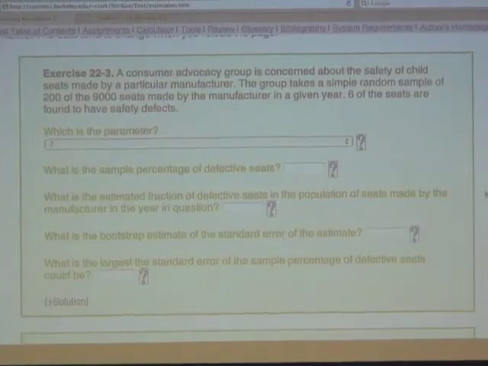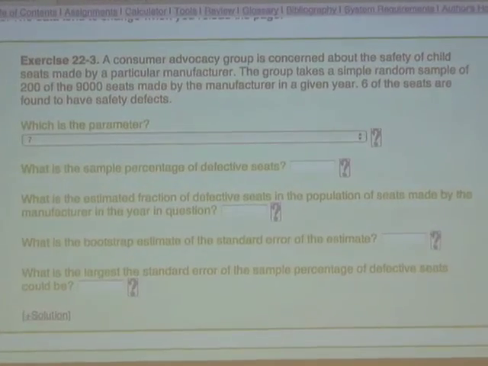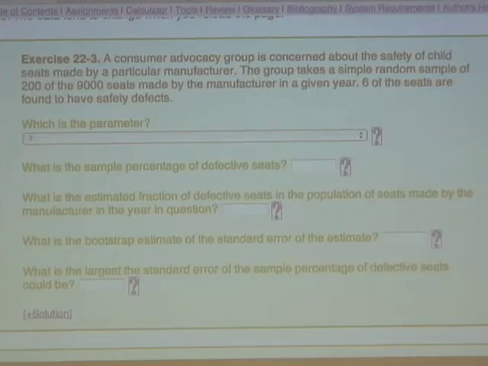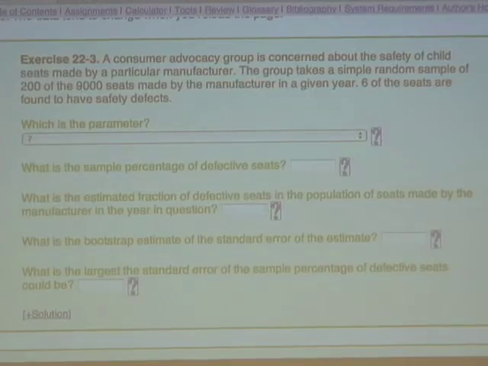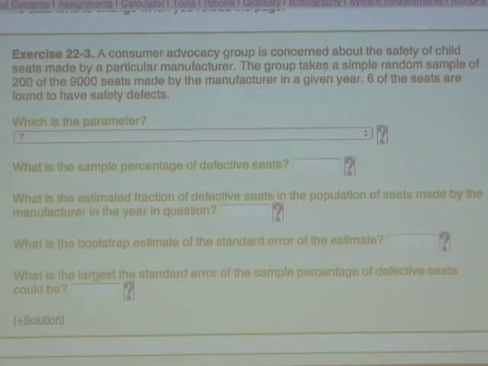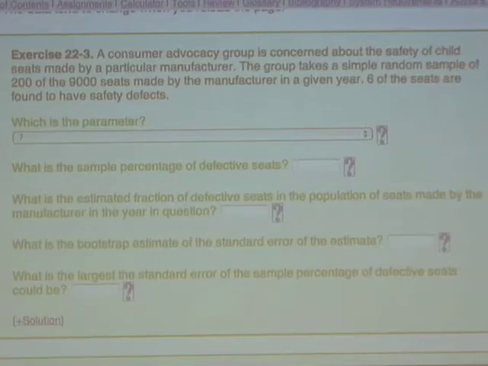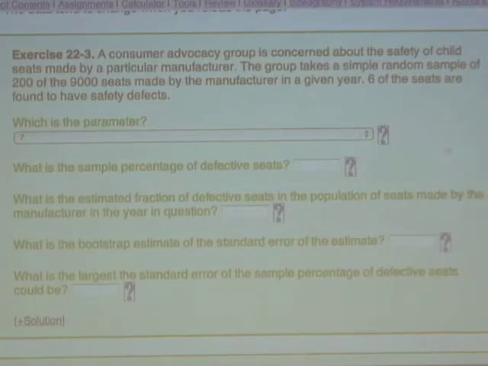A consumer advocacy group is concerned about the safety of child seats made by a particular manufacturer. They take a simple random sample of 200 of the 9,000 seats that were made by the manufacturer in a given year. 6 of those seats are found to have safety defects. Which of these is a parameter?